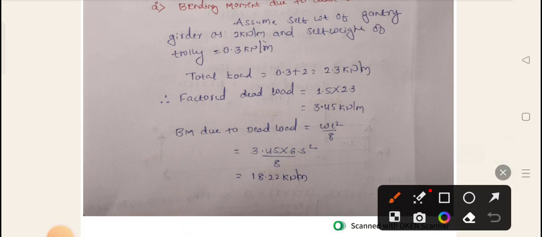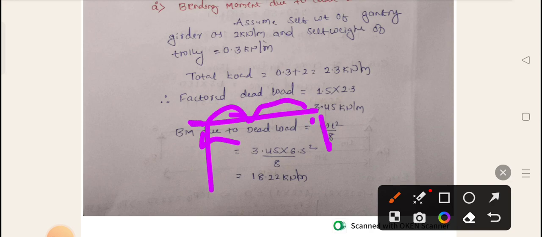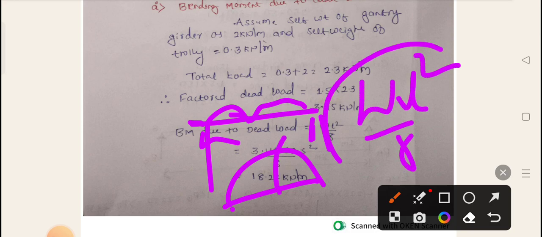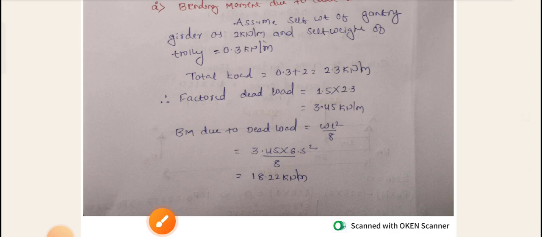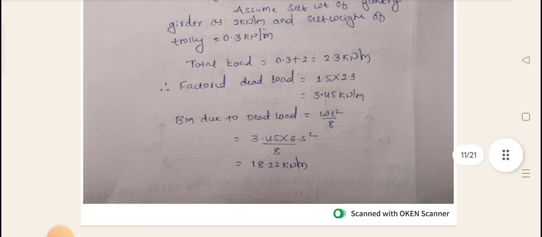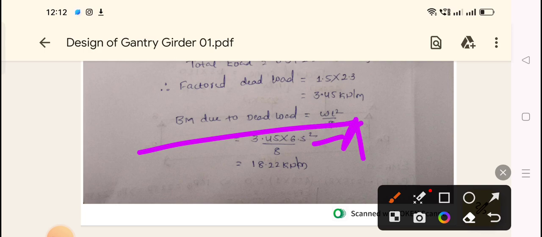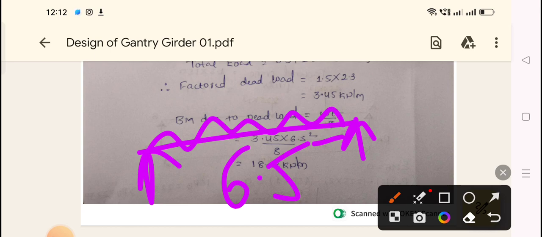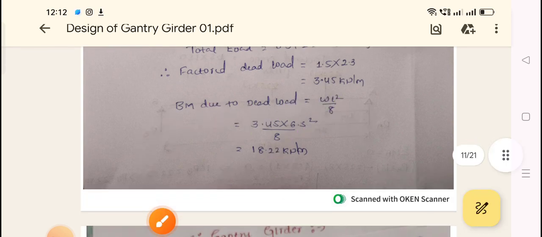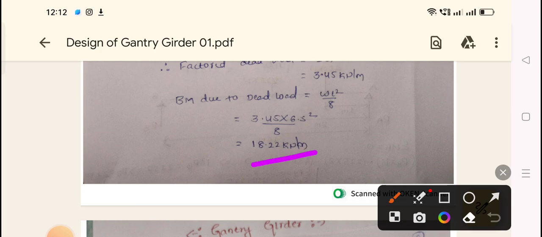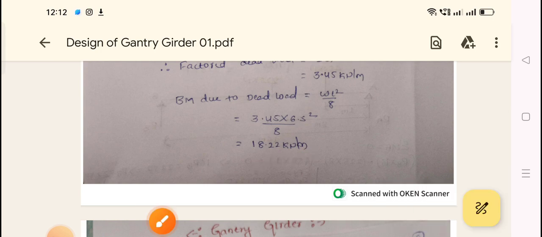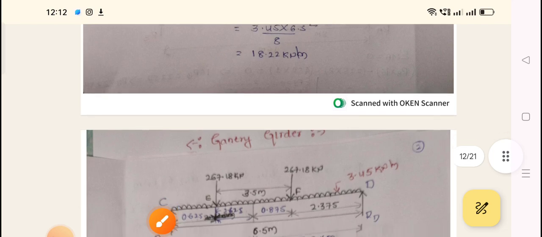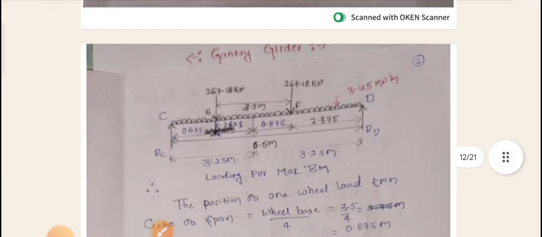So the bending moment due to dead load is how much? If it is a UDL, what is the formula? It will be WL square by 8. So 3.45 is the load that is coming. L is the span of the gantry, how much? That is 6.5 meter. So W into L, 6.5 square, divided by 8. How much are you getting? 18.22 kNm. So this is the moment that is coming due to dead load.